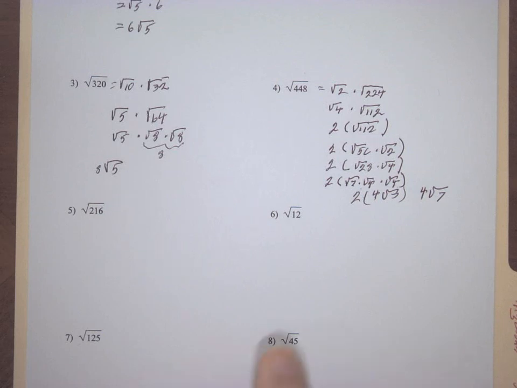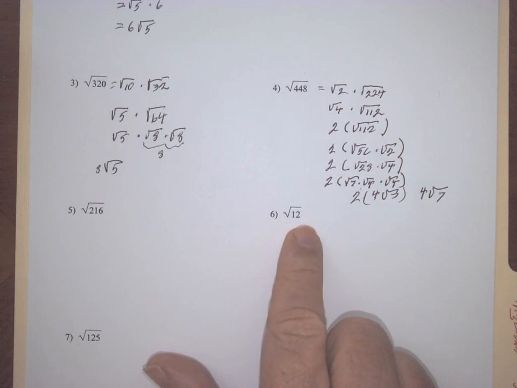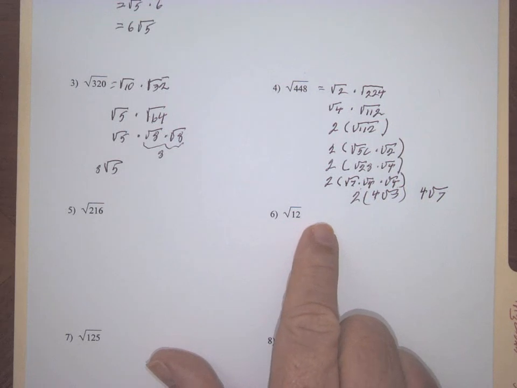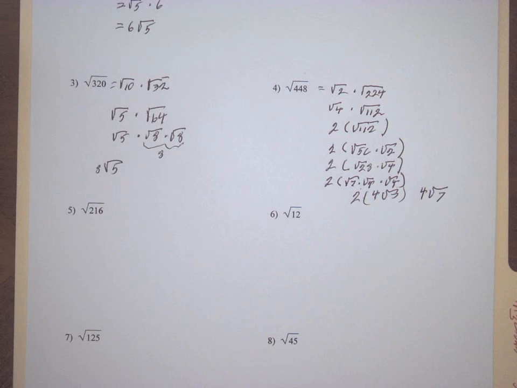The square root of 9 is 3, so you end up with 3 times the square root of 5. And finally, the square root of 12 is equal to the square root of 4 times the square root of 3. The square root of 4 is 2, so you got 2 times the square root of 3.